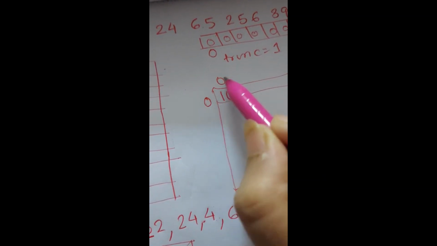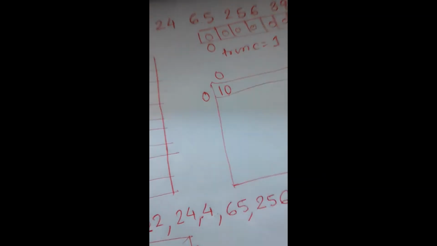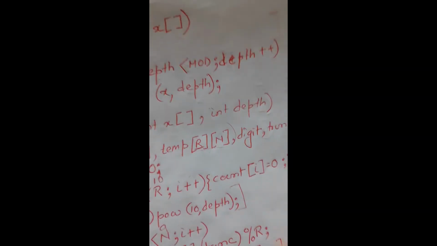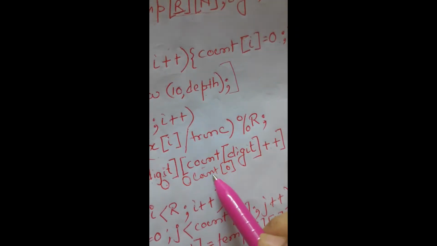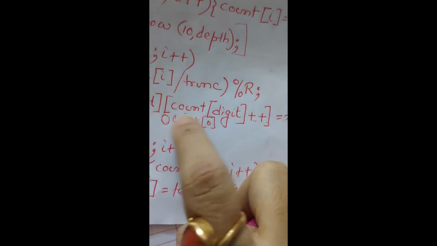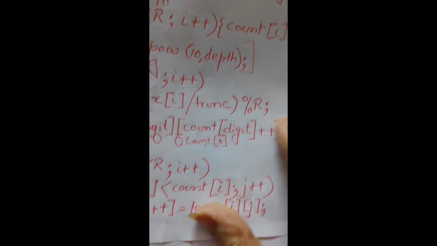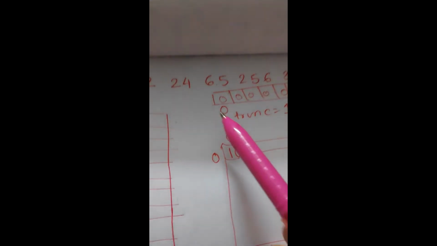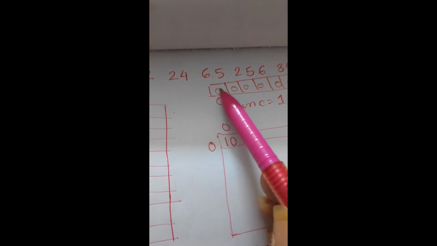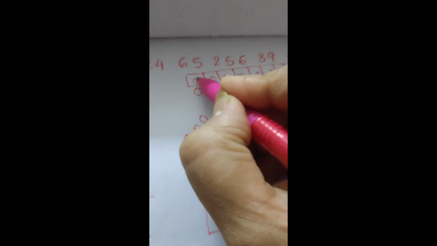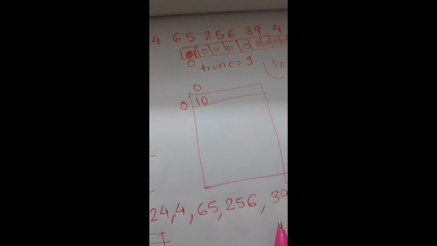So in the 0th row, 0th column, the algorithm is storing the value 10, and over here if you see carefully, there is a count digit plus plus. That means after the count digit has been extracted, this count 0 value will be increased by 1. That means this count 0 value, which was 0 before, will now become a 1. Correct? Now when we do the next number, you will understand how this is helpful.